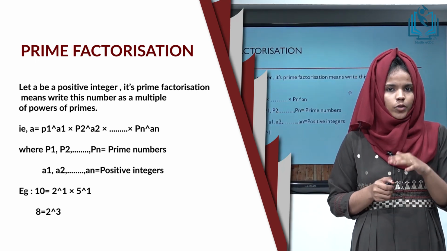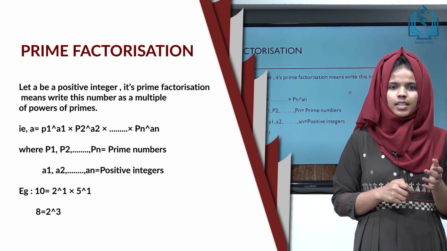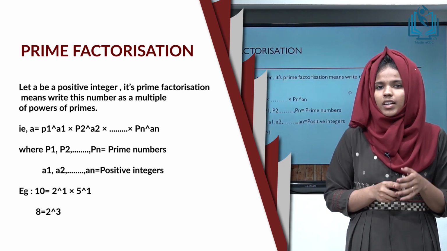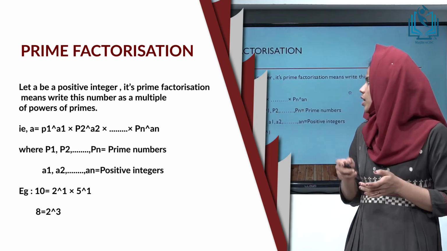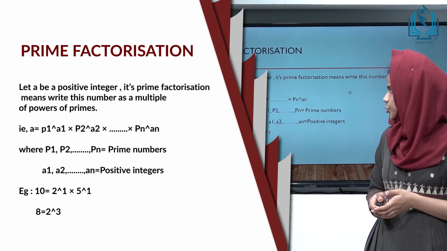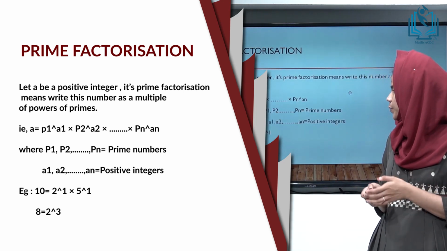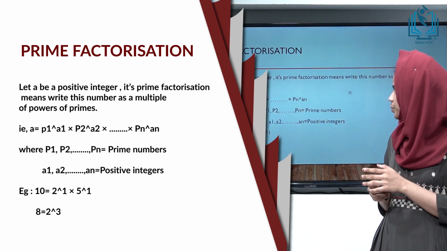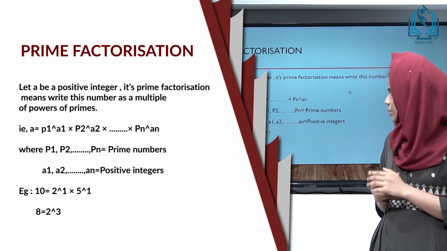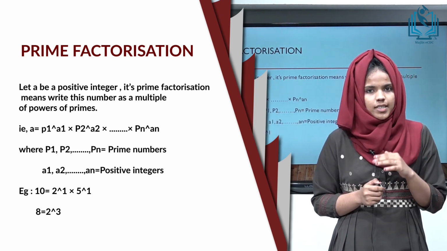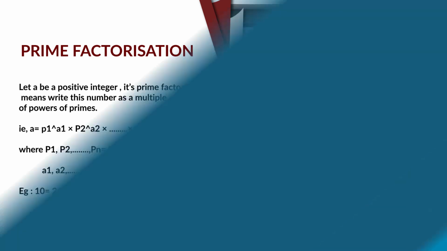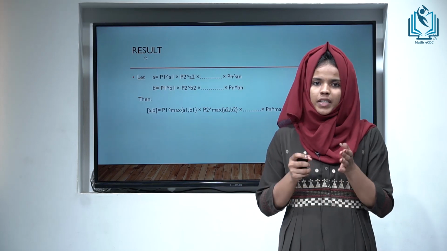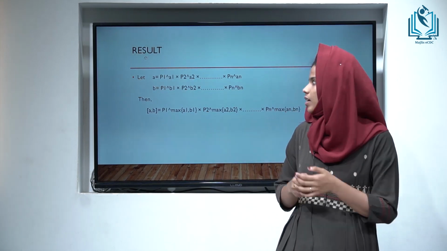Then there is a general equation for prime factorization. Let's consider an integer a. Then a is equal to p1 raised to a1 into p2 raised to a2 into etc. into pn raised to an, where p1, p2 etc. pn are prime numbers and a1, a2 etc. an are positive integers. Let's move to the method for finding LCM.